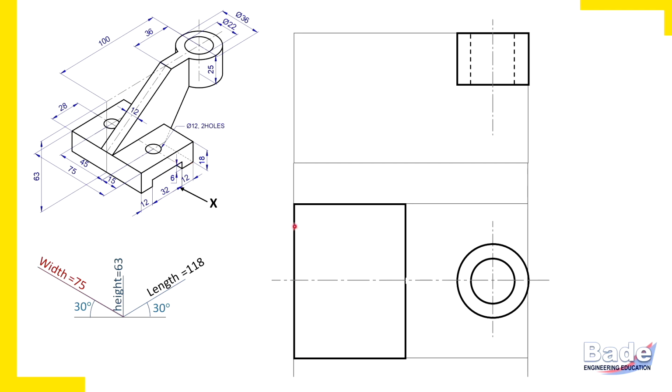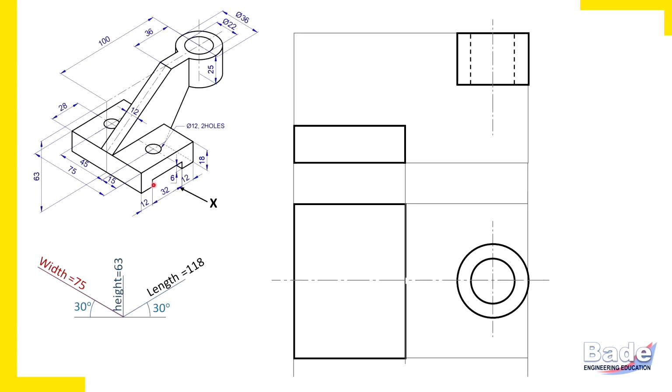And in the front view, its length 56 will appear horizontally and height 18 millimeters will appear vertically. So measure 18 millimeter height vertically and complete the front view of the plate. So this is the plate in the top view and also in the front view. But there are smaller details in the plate. That is, there is a rectangular slot here and there are 2 holes here. Let's continue with those smaller details now.